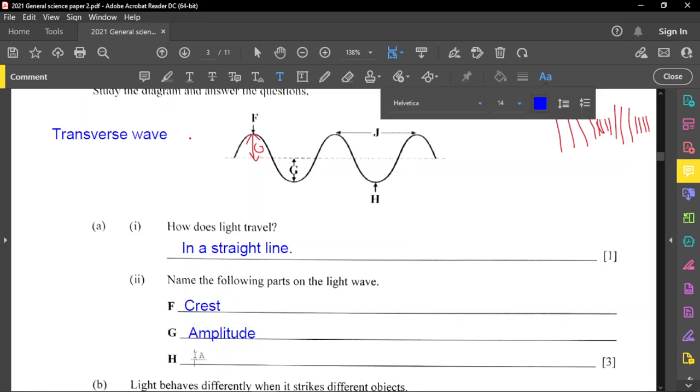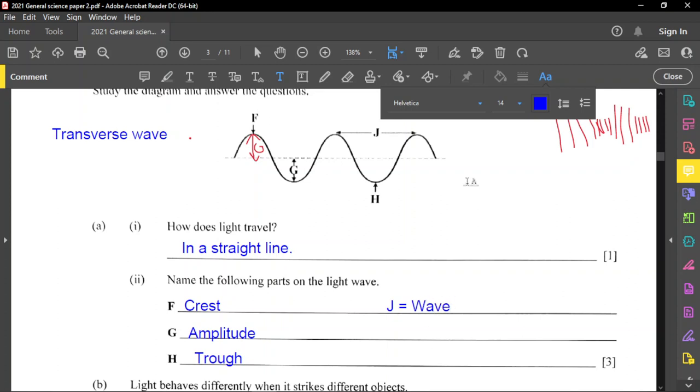And so H is what you call the trough, which is the lowest point of the wave, the transverse wave. Now, J, let me put J right here. They didn't ask us for J, but let's put J. And J equals what they call the wavelength.